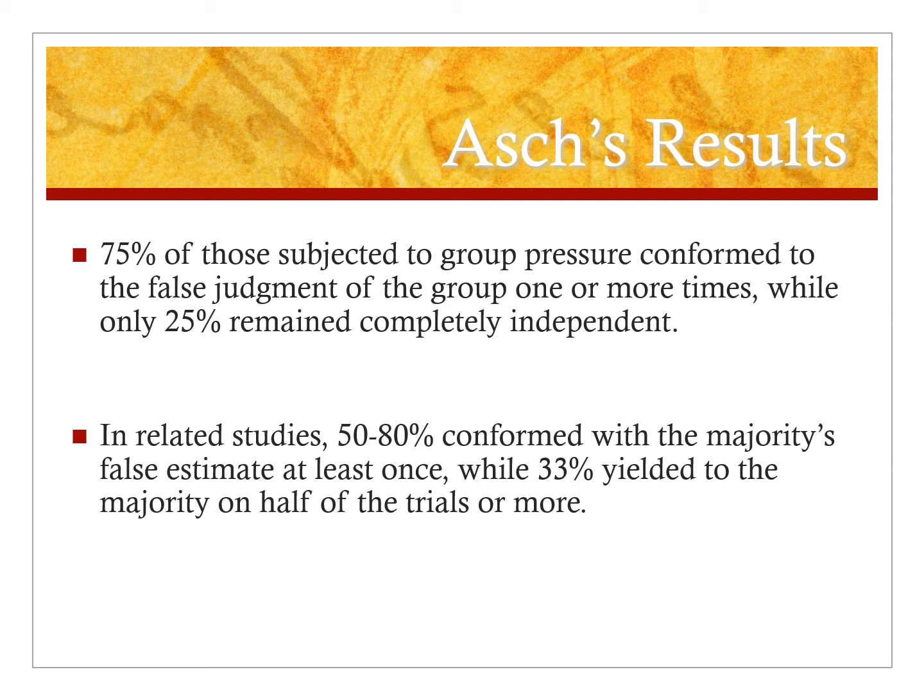So the results: 75% of those subjected to group pressure conform to the false judgment of the group 1 or more times, while only 25% remain completely independent. Right? So there's group pressure. Even though the people weren't saying anything to them, you have the people looking at you and you feel that pressure. If you remember when we talked about peer pressure back during the brain unit, or the developmental unit, one of those two, peer pressure isn't just your peers telling you, hey, do this, do that.